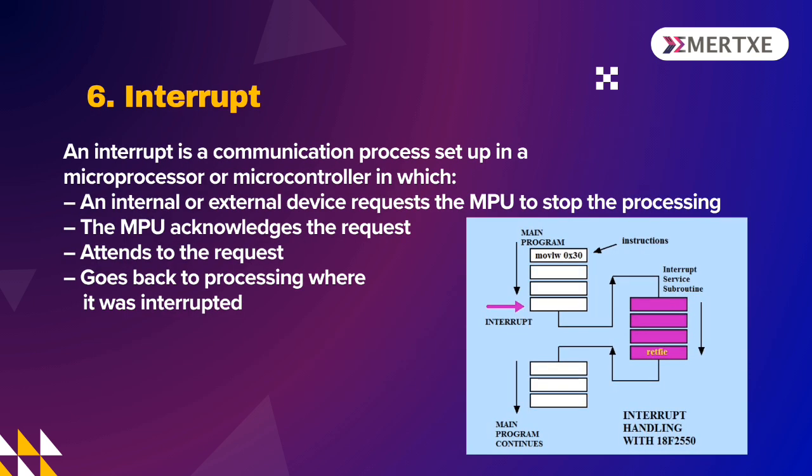Sixth one, interrupts. An interrupt is a communication process set up in a microprocessor or microcontroller, in which an internal or external device requests the MPU to stop the processing. The MPU acknowledges the request, attends to the request, and goes back to processing where it was interrupted. As you see in the image, it shows interrupt handling. First one, this is the normal execution flow of the program.